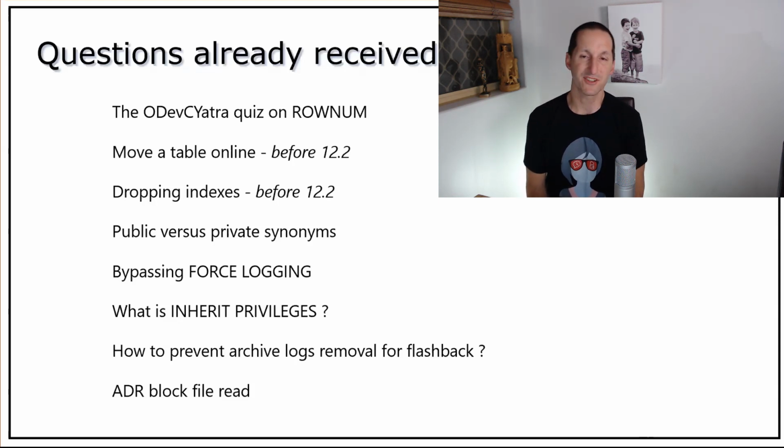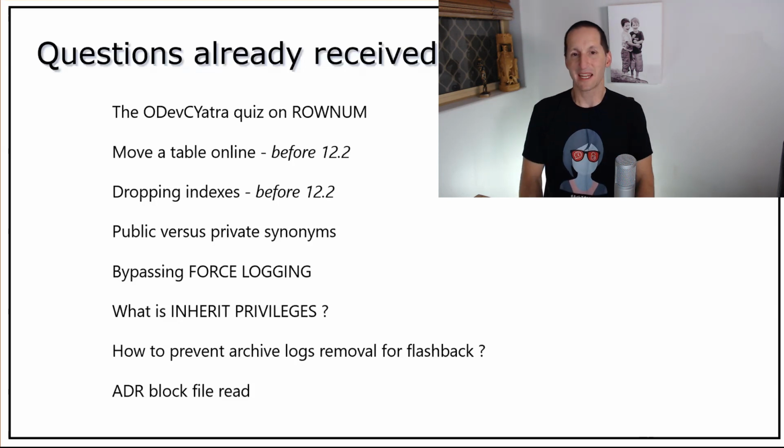We'll talk about a new privilege called inherent privileges, which came in Oracle 12 and really is about handling a security risk, which not many people are aware of. This one came in just this afternoon, how to prevent archive logs being removed when you're doing a flashback database. And I'll expand upon why archive logs are important when doing a flashback when we get to that. And the last one that came in so far was handling performance issues with ADR block file reads. I hope we can get to that, but I'll do my best.